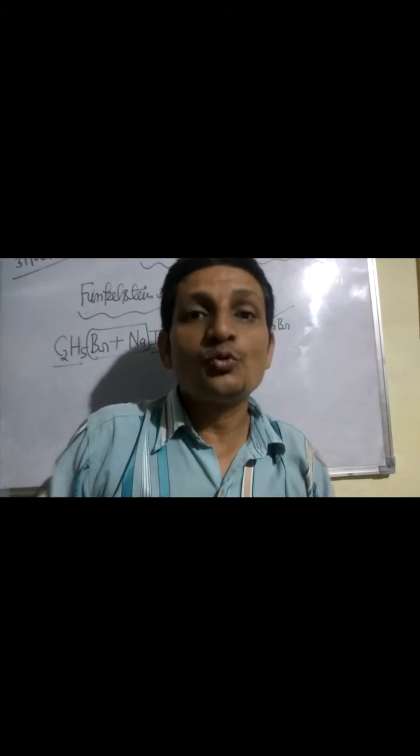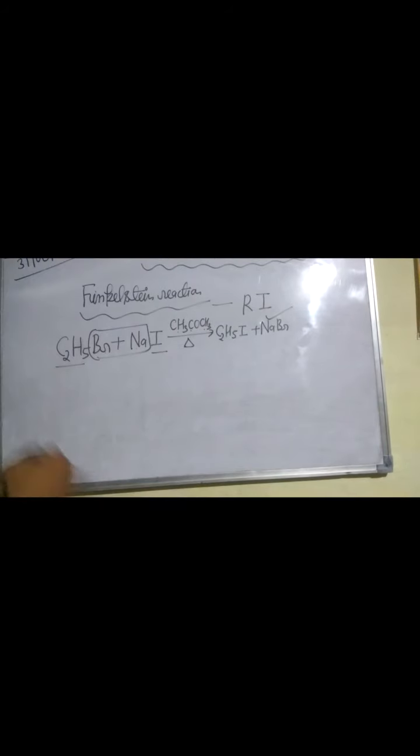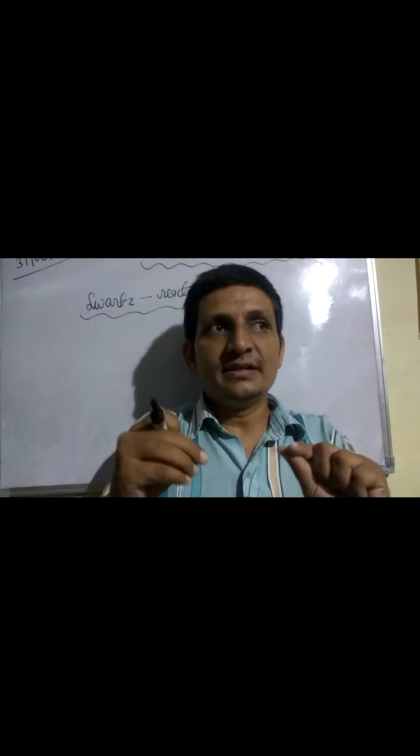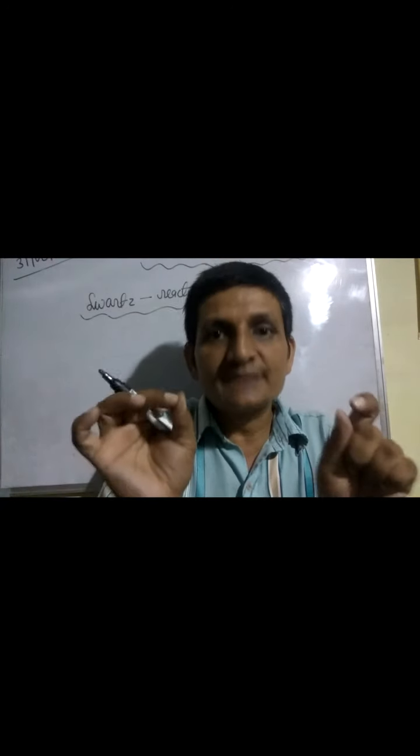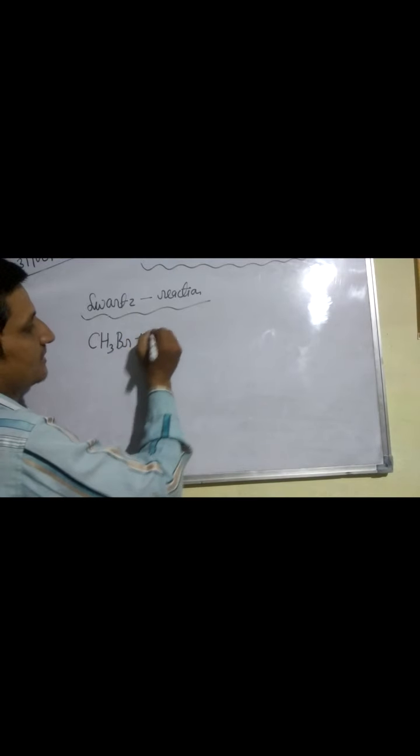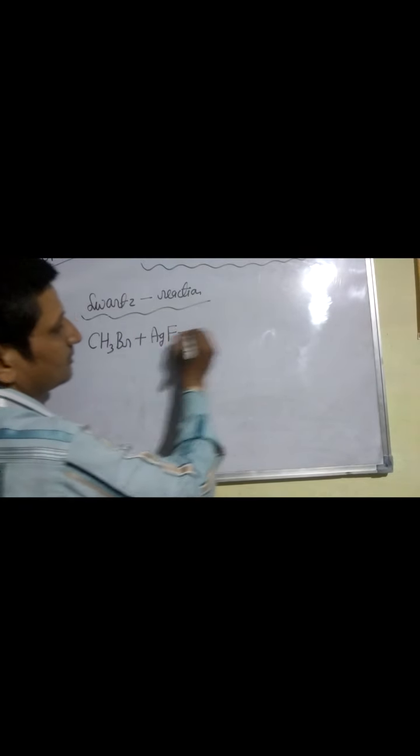After this, the next reaction is the Swarts reaction. What is the Swarts reaction? Alkyl halide reacts with silver fluoride. We can take alkyl halide, methyl bromide, reacting with silver fluoride. Methyl CH3Br reacts with silver fluoride.